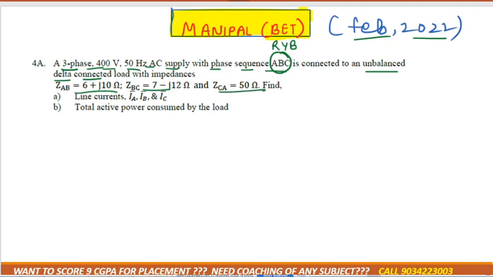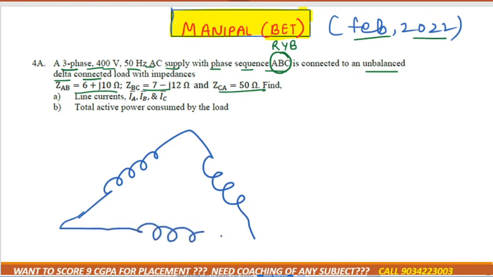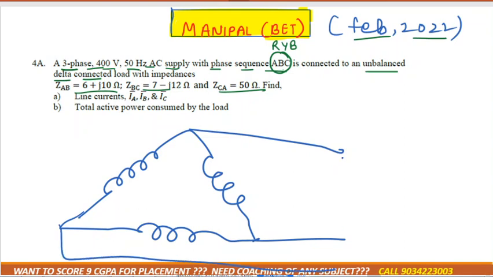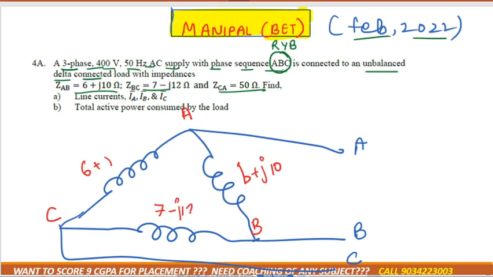Okay. So let's draw the diagram. Don't do it without drawing the diagram. Clear? So it's a delta connection. Delta connection is like this. Instead of giving RYB sequence, they give it like A, B, and C. Right? So A is this one, C one. ZAB is 6 plus j10, ZBC is 7 minus j12, and ZCA is 50 ohm, right?